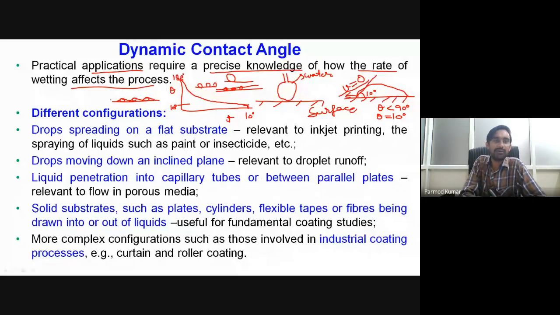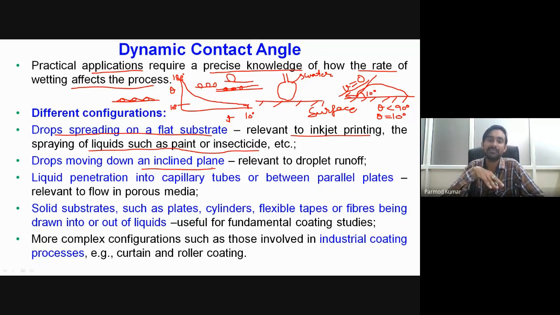What are the different configurations in which the evolution of dynamic contact angle may occur? One of the first configurations is a drop spreading on a flat substrate, which I have already explained. This is relevant to inkjet printing and spraying of liquids such as paints, insecticides, etc. Then drops moving on an inclined plane: we may have an inclined surface over which a drop is rolling down.